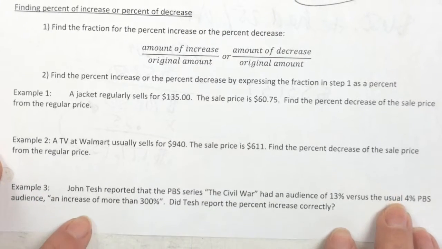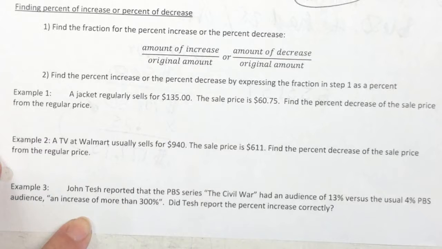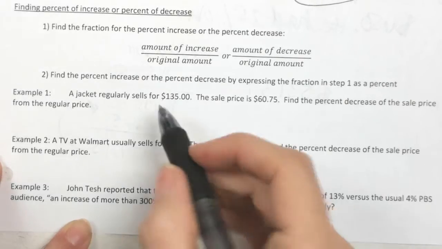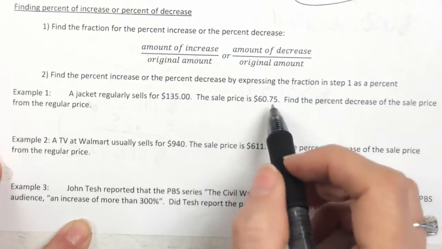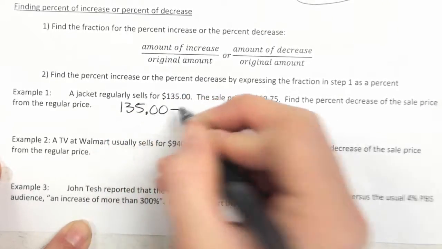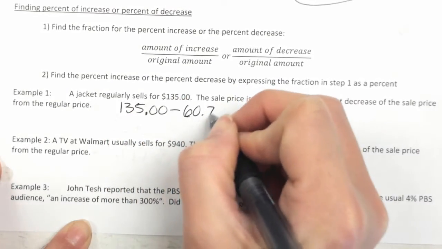A jacket regularly sells for $135. The sale price is $60.75. Find the percent decrease in the sale price from the regular price. Good. So we're trying to figure out how much we're saving, what percentage. So we're going to find the difference of the first two prices first. So 135.00 minus 60.75. Somebody tell me what that's going to be.